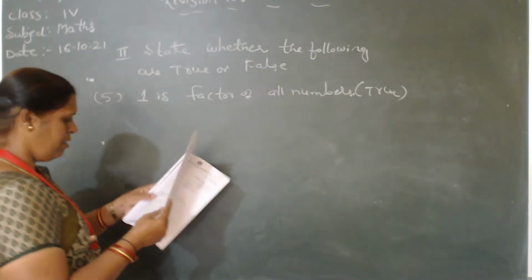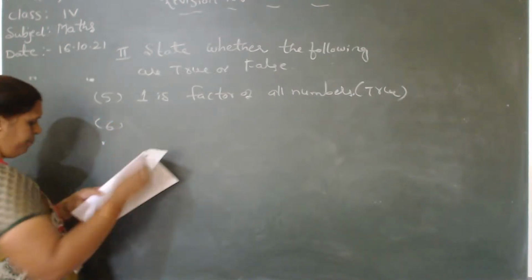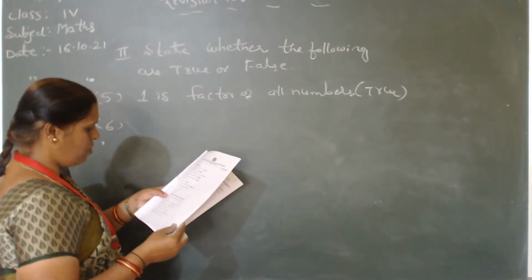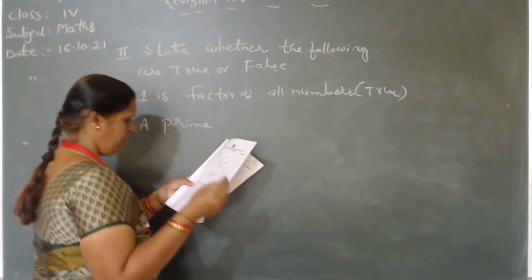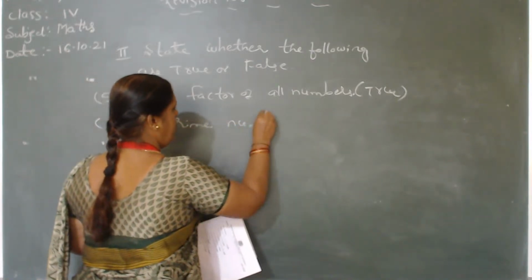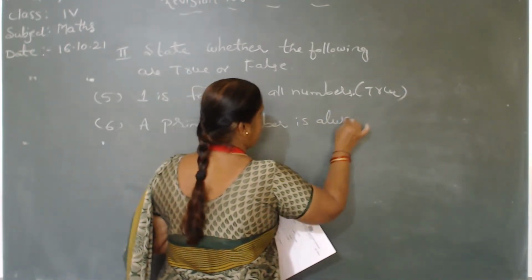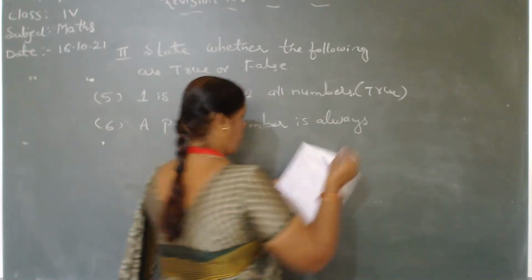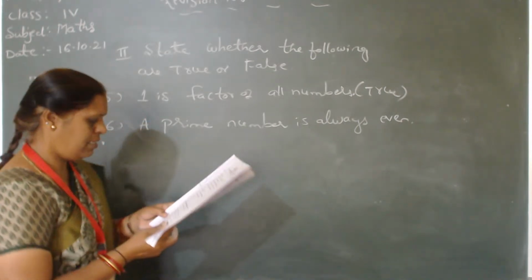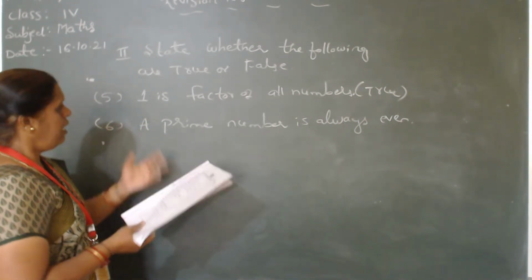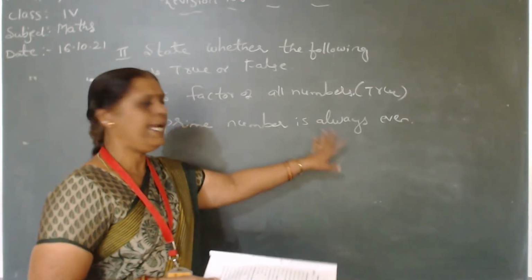Next is sixth one: a prime number is always even. Among the prime numbers, we will get both kinds of numbers. In prime numbers, we will get odd numbers also and even numbers also.